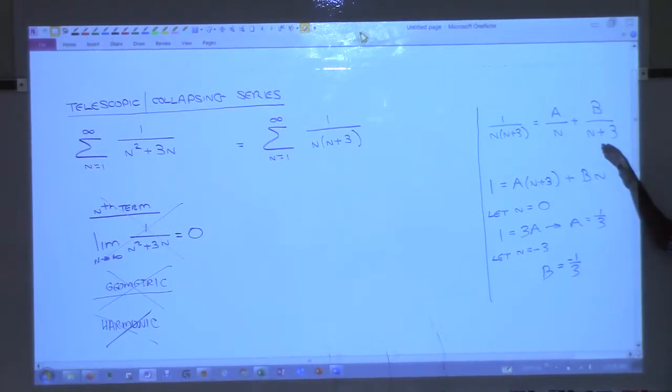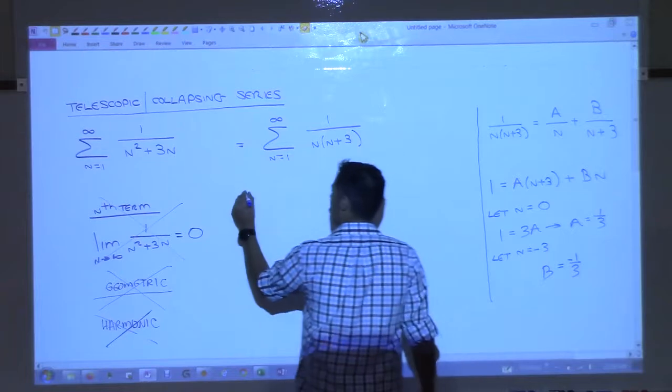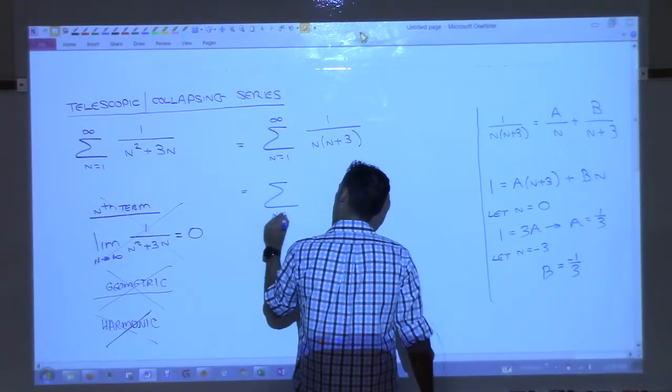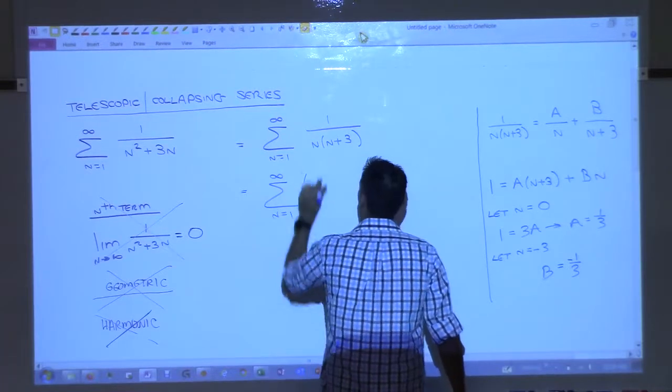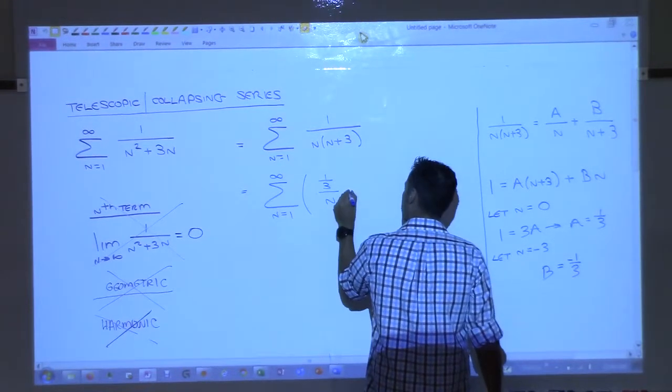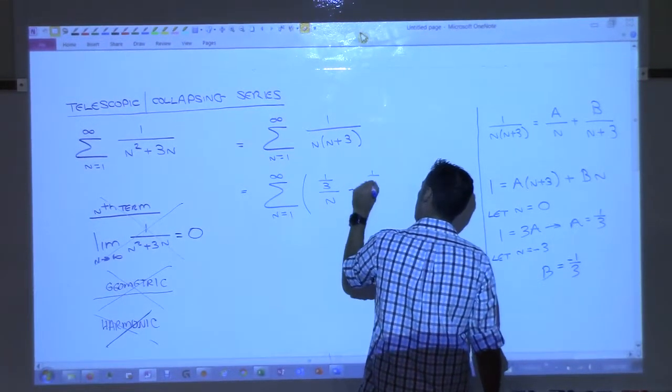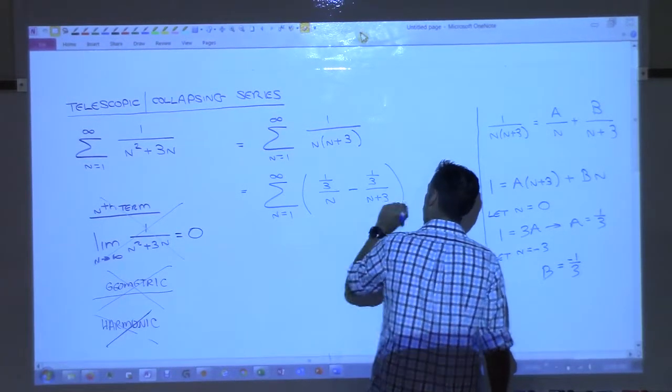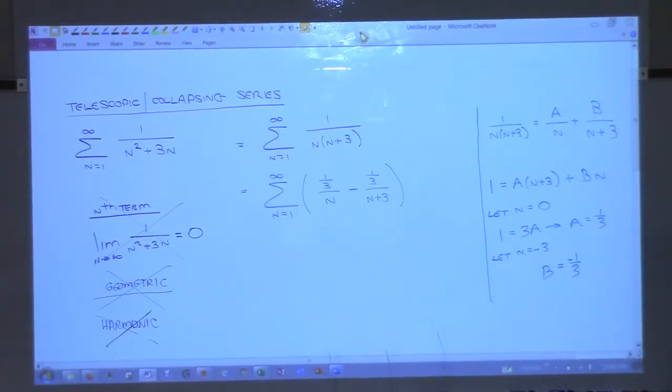All right, so if I rewrite this, I get the sum from n equals 1 to infinity, and that expression becomes 1/3 over n, minus 1/3 over n plus 3. Are there any questions on where I got any of this? Y'all went quiet again. Okay. So we're all happy. Okay. Partial fractions, get your constants, rewrite it.